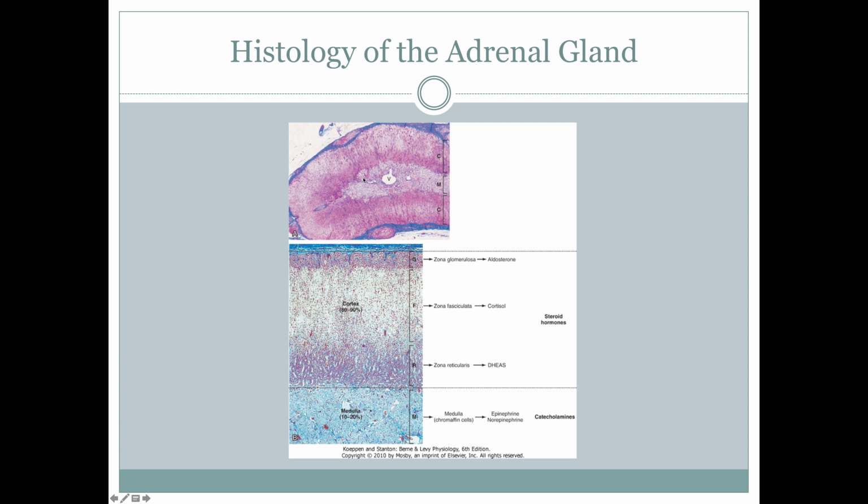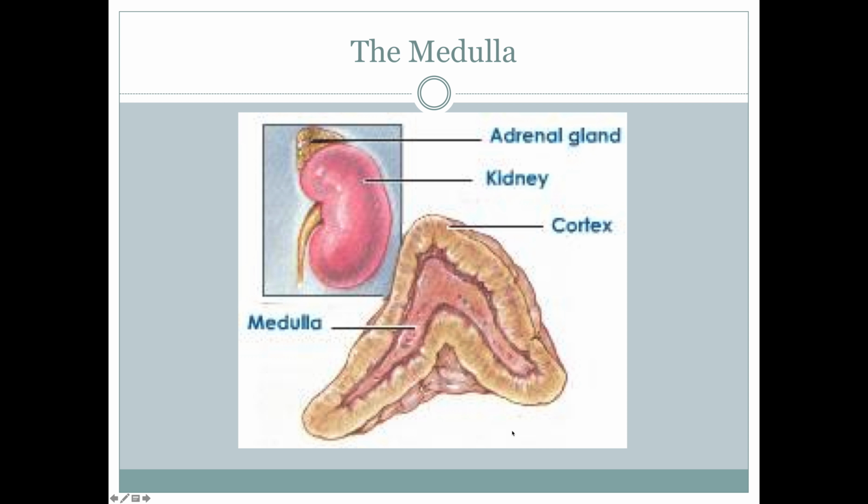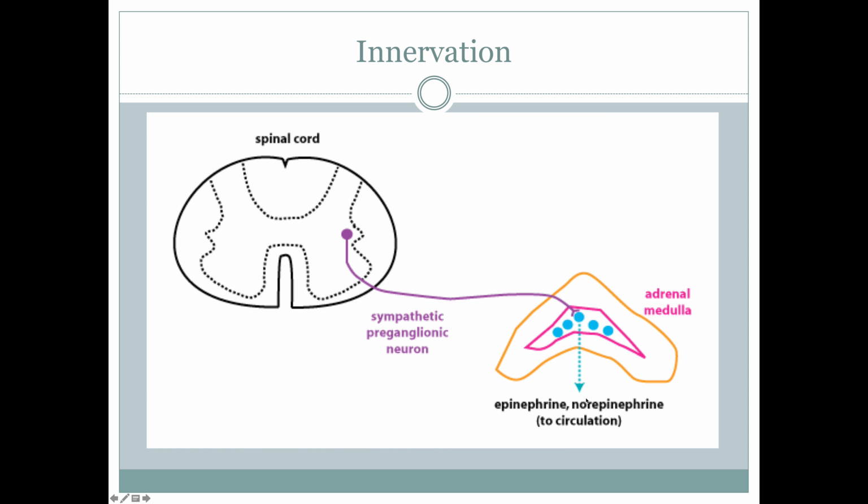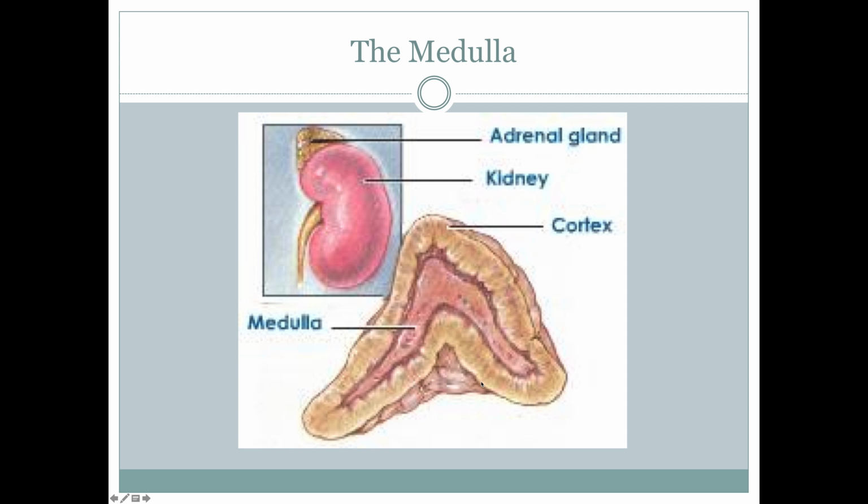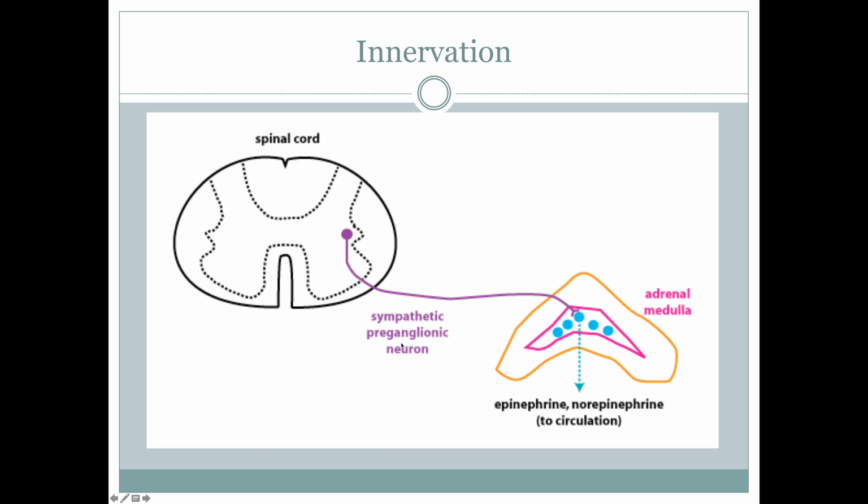The innermost medullary region, so the medulla, 10 to 20% of the cells of the adrenal gland are chromaffin cells, which help manufacture epinephrine and norepinephrine through the pathway that we first introduced in the introductory endocrine lecture. Okay, so we'll start off with the medulla. Well, this is a very blurry picture. I'm sorry about that.